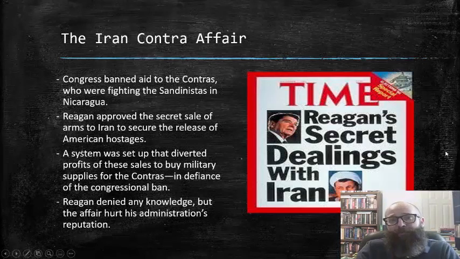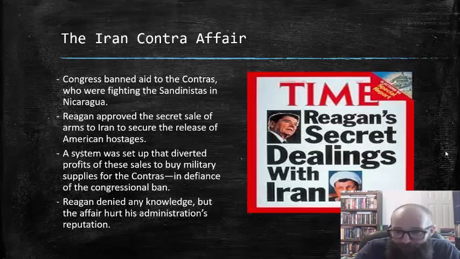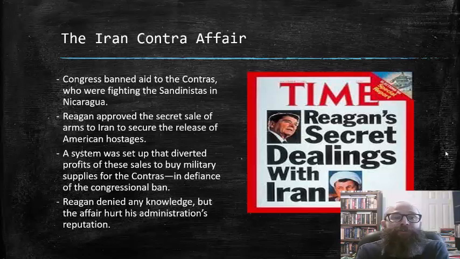The biggest scandal of the Reagan presidency was the Iran-Contra affair. Now, this was dealing with two situations, one in Latin America and one in Iran. Congress had banned any sort of aid to the Contras, who were fighting the Sandinistas in Nicaragua. The Sandinistas were a communist-leaning revolutionary force in the country of Nicaragua. And Reagan had approved the secret sale of arms to Iran to secure the release of American hostages in that country. And a system was set up that diverted profits from these sales to buy military supplies for the Contras in defiance of the congressional ban. Once this scandal became public, Reagan denied any knowledge of it, but the affair hurt his administration's reputation.